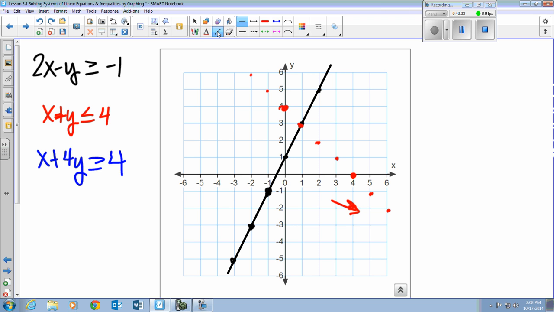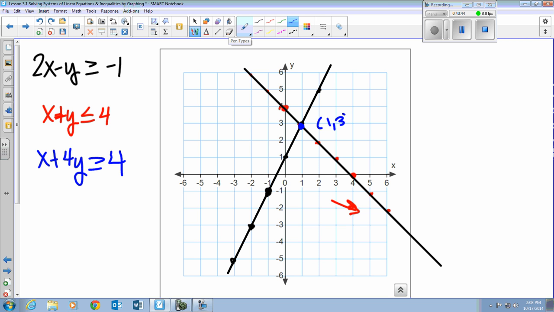Easy peasy. My only predicament that I run into is shading. I wanted the corners of where they meet. Obviously, they have this point in common, so that's 1, 3. So there's the coordinates of one vertex. But if I want to shade, I don't know where, because y is not alone. So if I test 0, 0, is 0 less than 4? Yes, so I want to shade below. So I want below that line and below that line, so I'm in this little upside down absolute value region.